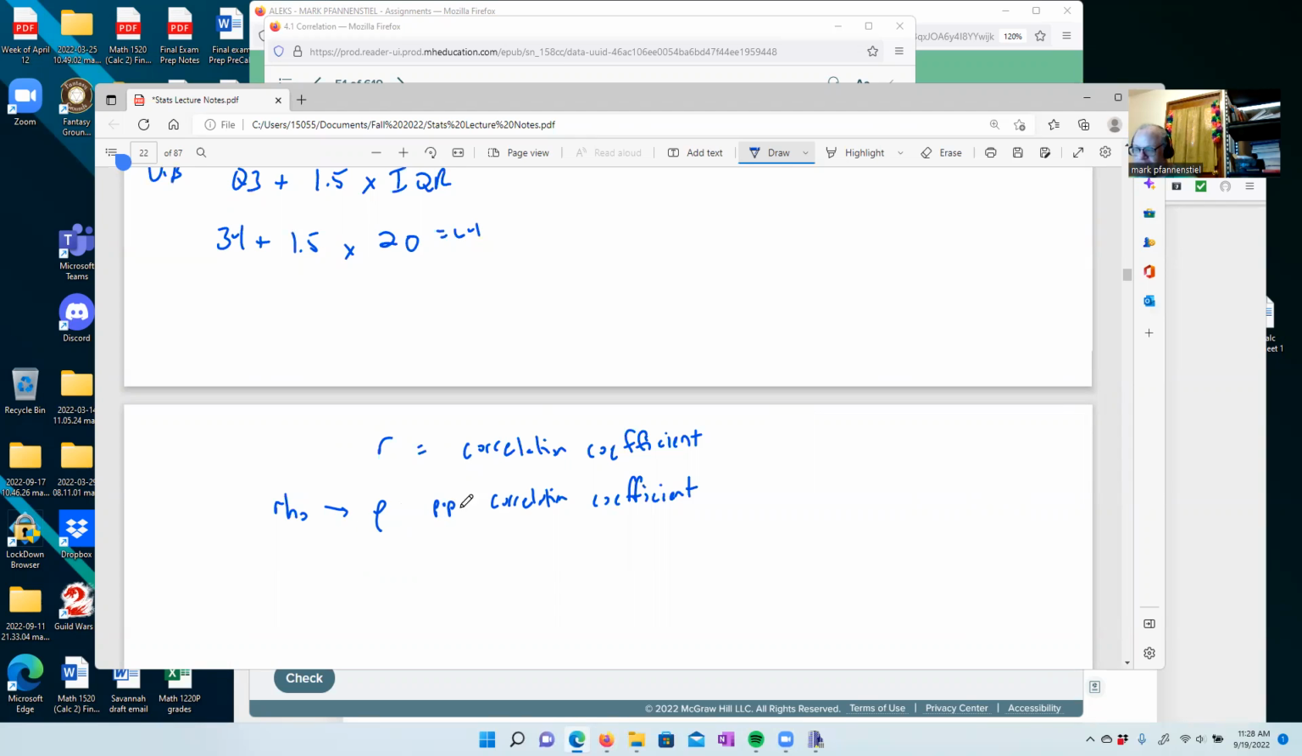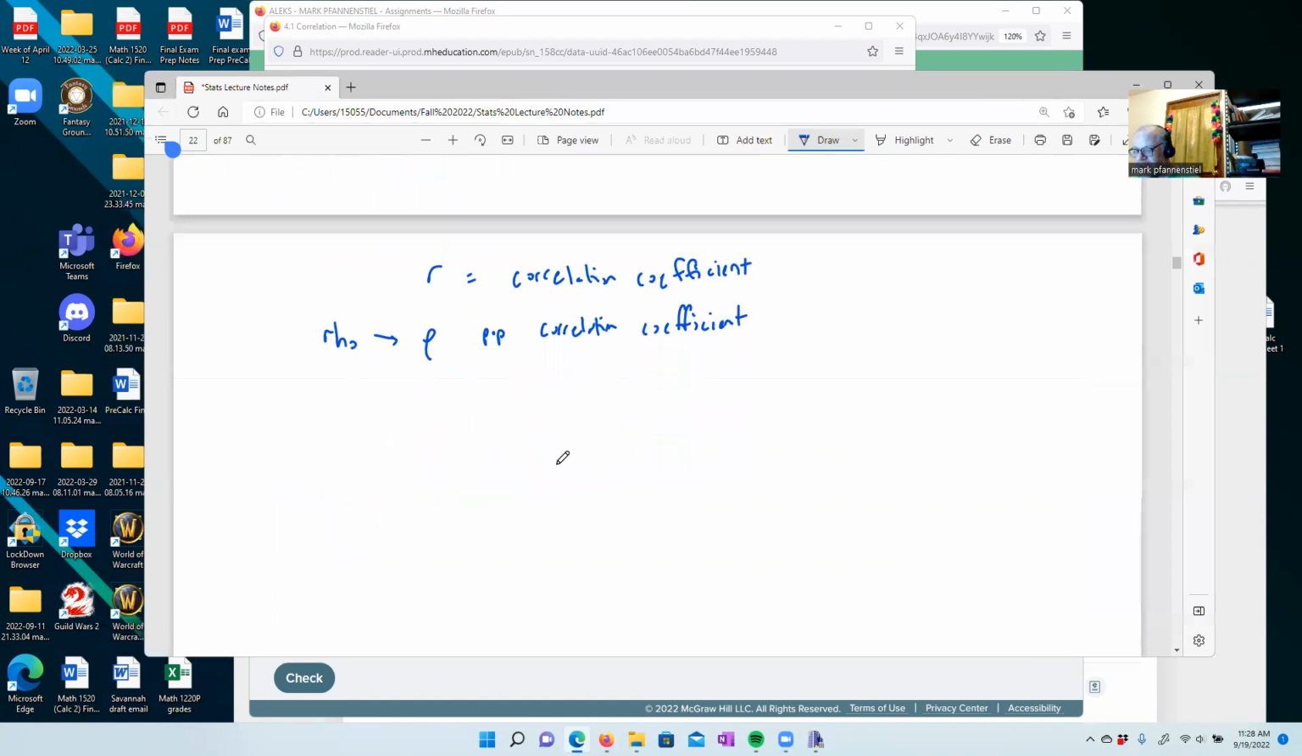Greek rho for correlation coefficient is the same thing as Greek sigma for population standard deviation. And we use a Latin R for the sample correlation coefficient and a Latin S for standard deviation. That's the formula that we have here, and it's on screen right now. Do not memorize this formula. You will have access to a calculator, which you already use.